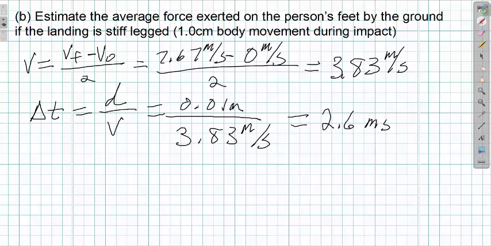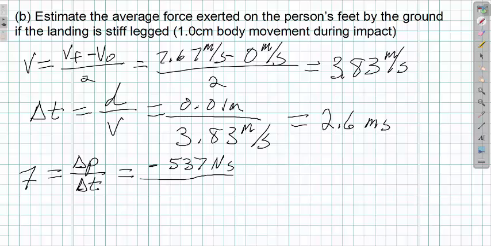Alright, force. We're asked for force in this equation. Force is going to be equal to our impulse divided by the change in time. So we have a negative 537 Newton seconds divided by 2.6 milliseconds, and that's going to equal a force of approximately 205,800 newtons, and that's in the downward direction.